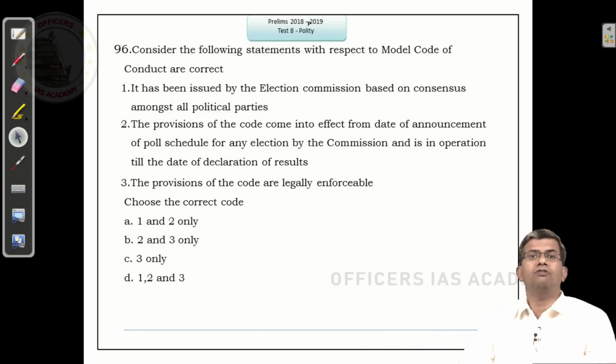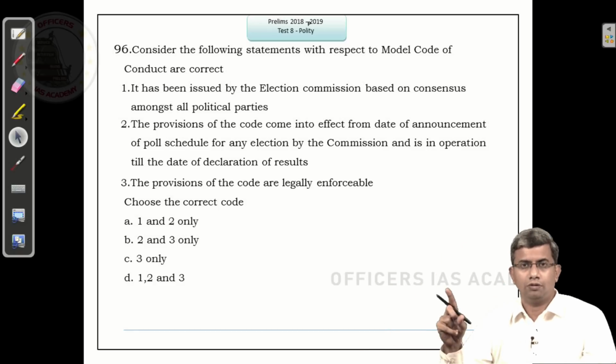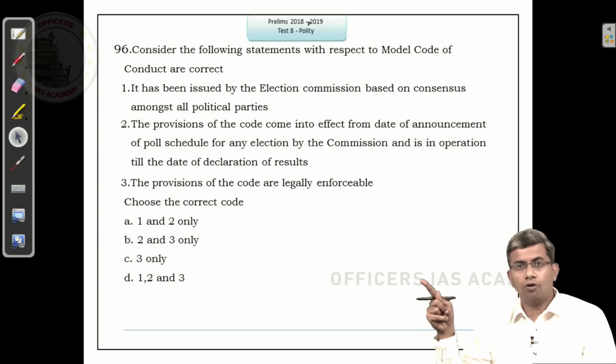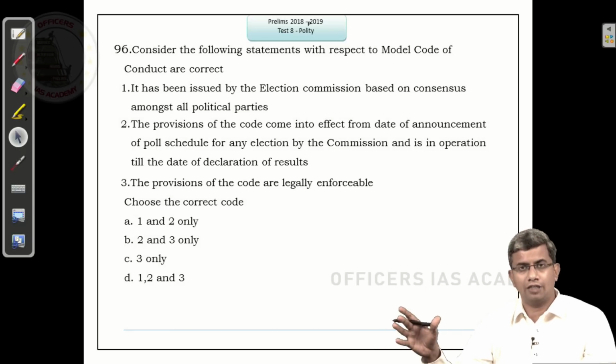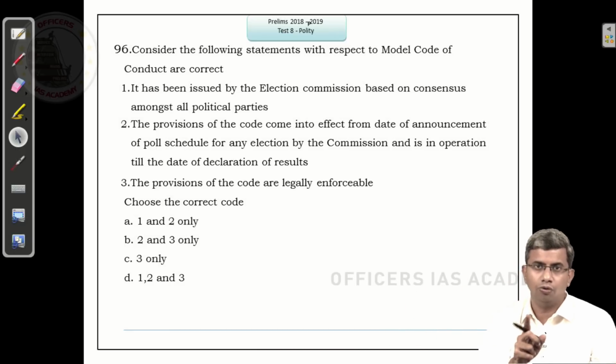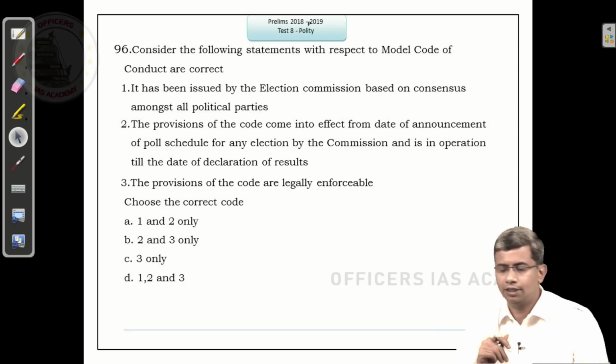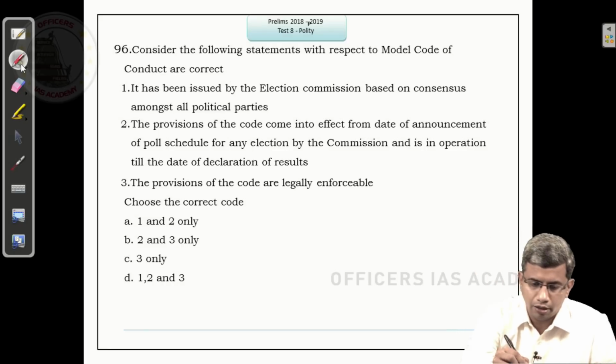Yes. The provisions of the code are legally enforceable? No. If you violate a law, you will be taken to task, but Model Code of Conduct is only a moral code of conduct as of now, technically. Of course, as I told you, don't distribute bribe is part of Model Code of Conduct. You should not give bribe for votes is also an electoral offence under the Representation of People Act. So definitely you will be punished for that, not for violation of the Model Code of Conduct, right. So it is not legally enforceable. So the correct answer is A, 1 and 2 only.